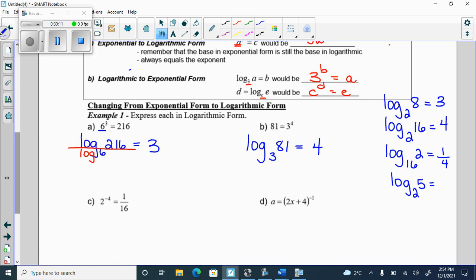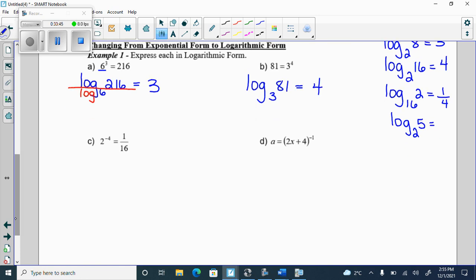Well, I can get sandwich numbers. What's closest to 5? 4. So 2 to the 2 is 4, but this is a little bit more, so it's going to be 2 point something. I think it's 2.31 and so on. So it's going to be 2 to a decimal. That's why you really need log buttons, to help you out with those decimal ones.